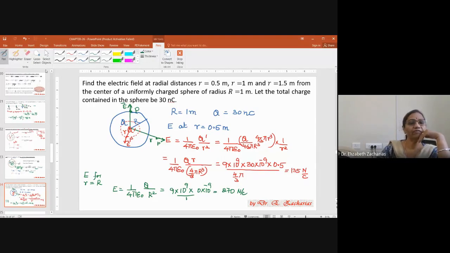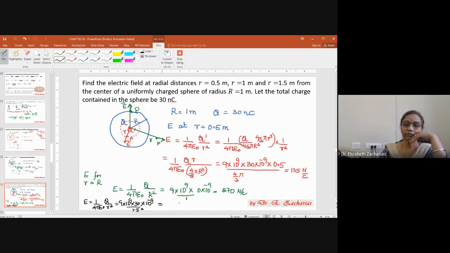So what will be the electric field for that? Electric field will be 1 by 4 pi epsilon naught, capital Q divided by small r square. That is 9 into 10 to the power of 9 into 30 into 10 to the power of minus 9 divided by 1.5 square. Okay, so I just worked it out for you. It is 120 Newton per Coulomb, radially out.